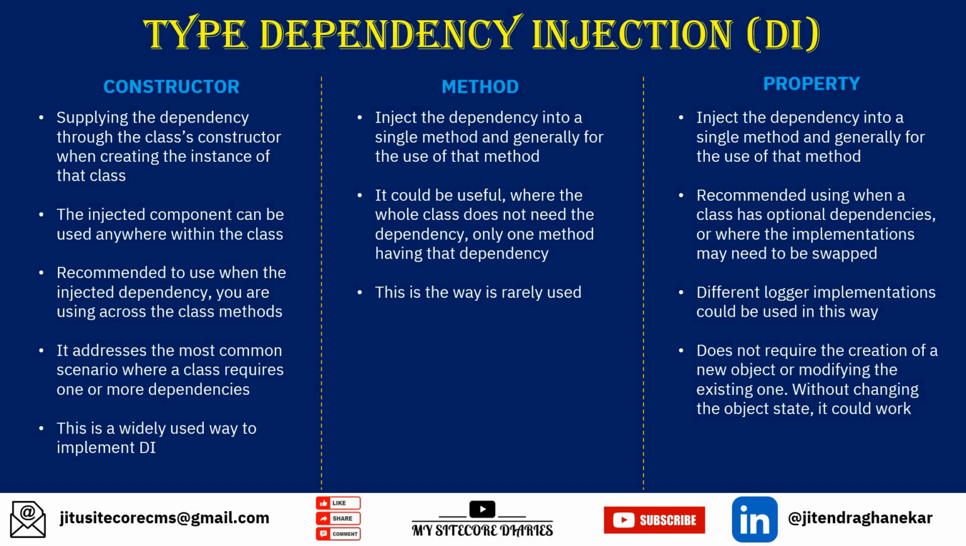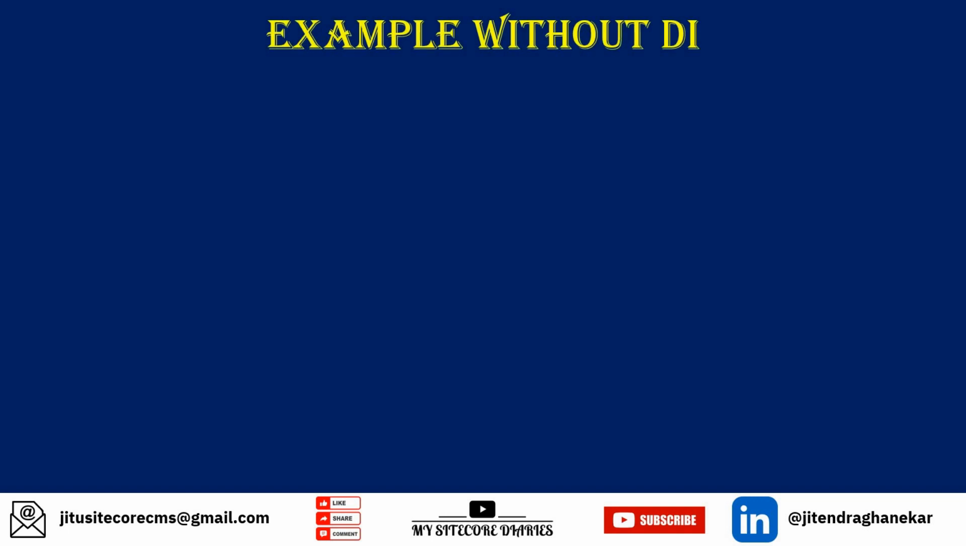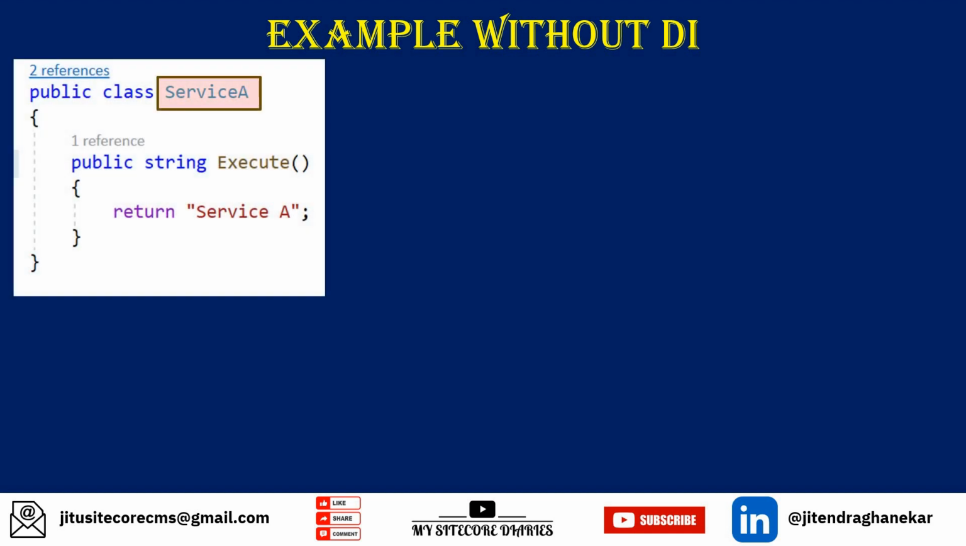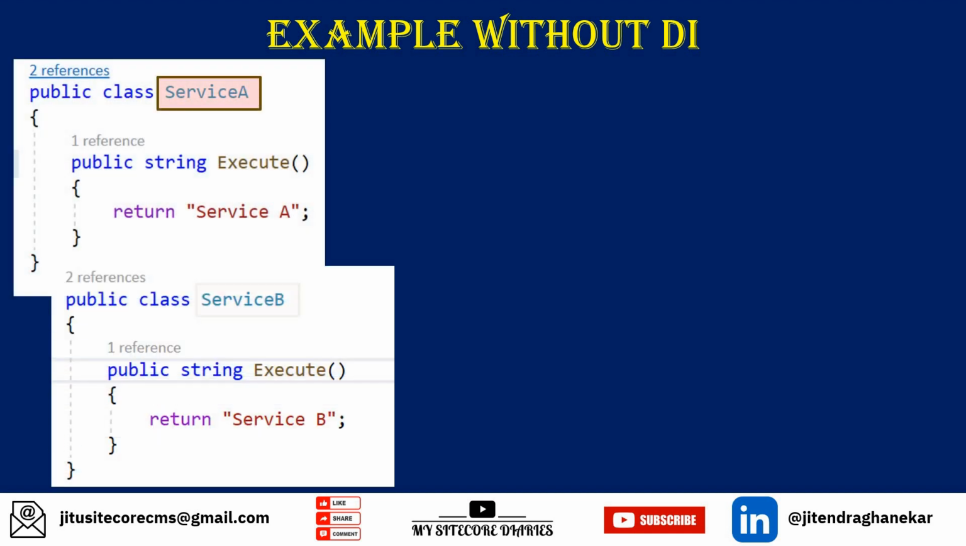Let's see each type with an example. First of all, let's see a simple example without DI. We have Service A and Service B. Both have a method execute, where they execute something. Just ignore the logic written in execute; there could be any logic in it.